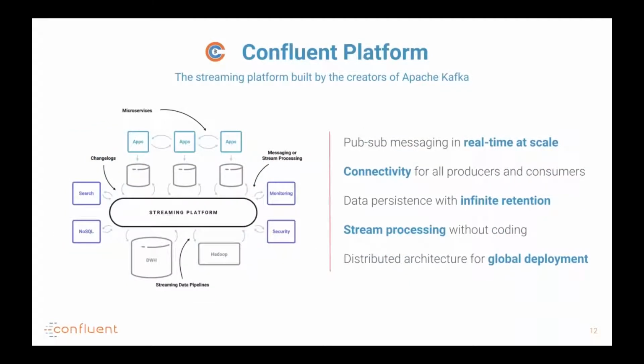So Confluent, we built an enterprise streaming platform on top of Apache Kafka to make it easy for companies to get value out of Kafka and focus on building business applications with that data rather than focusing on the infrastructure to move that data.